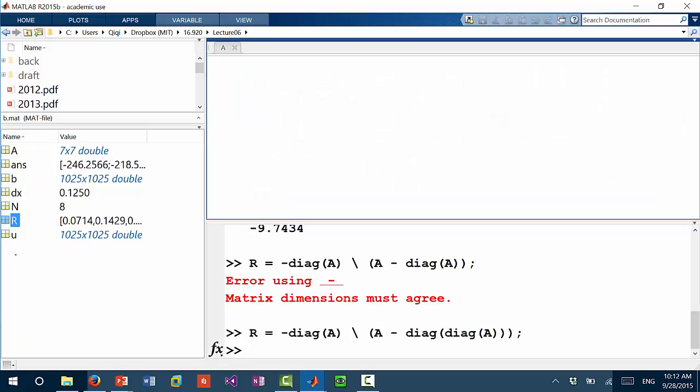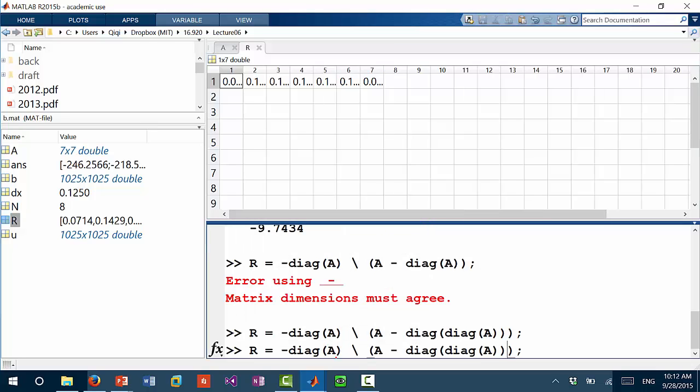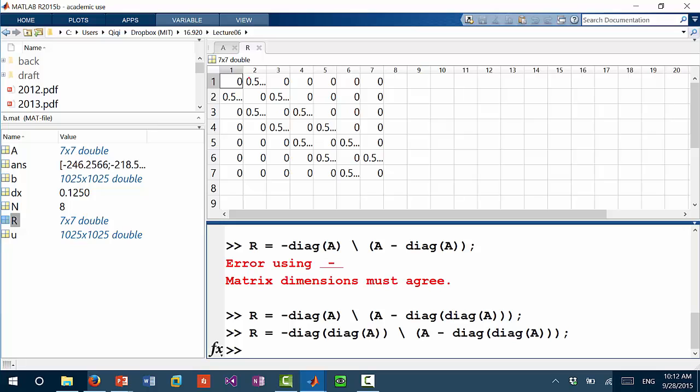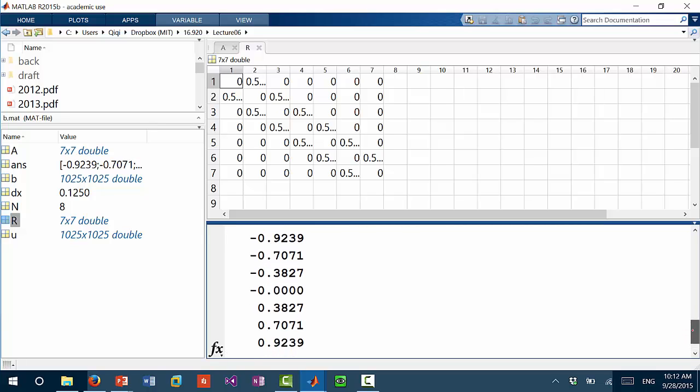And if you look at what R is, that's not very good. Oh, I also need the diag of A. Okay, so that's exactly the matrix we are envisioning, right? It has 0.5 on upper and lower diagonals. And if you look at the eigenvalues of R, it ranges from minus 0.92 to 0.92, right? So these are what we want. It has to lie between minus 1 and 1. Otherwise, the Jacobi iteration is going to diverge. But it also goes somewhat close to 1 at both ends.